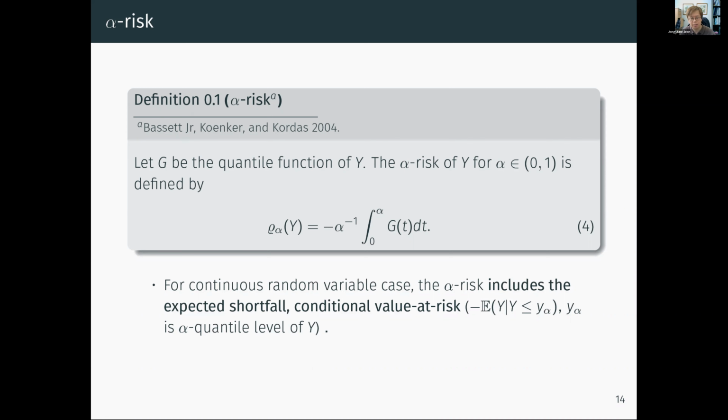We define y by a portfolio return. So minus expectation of y is a negative profit of the portfolio. So this alpha risk is a reasonable risk measure minus return rate. And if alpha is a value between 0 and 1, especially for continuous random variable y, the alpha risk is exactly the same as the conditional value at risk. That means minus expectation of y conditioning on y is less than the alpha quantile level of y. So this is alpha risk.